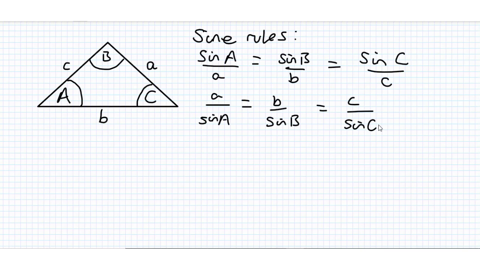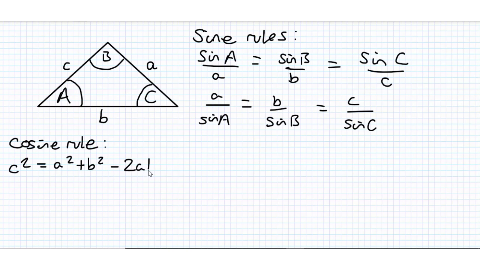Okay, so the cosine rule. The cosine rule states that the side c, if you square that, that's equal to a squared plus b squared minus 2ab cos C. Hopefully you can see from these two rules that to find any side or angle you want, so this one, if you're trying to find a side, you need the other two sides and an angle.